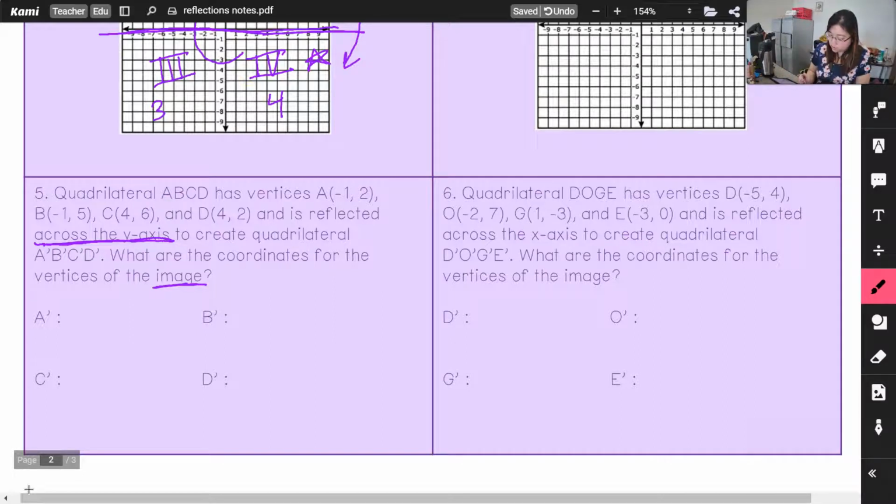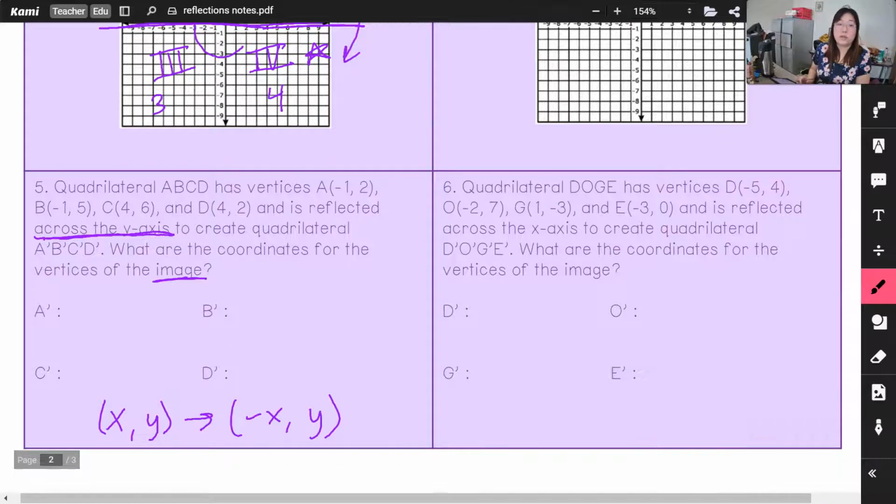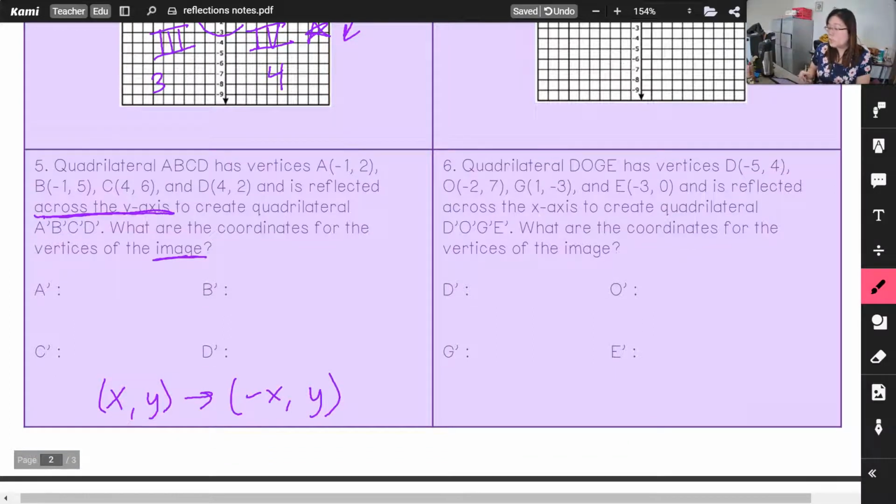So that means, y-axis means the rule is going to be, if we start out with (x, y), x is going to change signs and y stays the same. That is the rule for reflecting across the y-axis. So this rule tells us exactly what to do with each point.